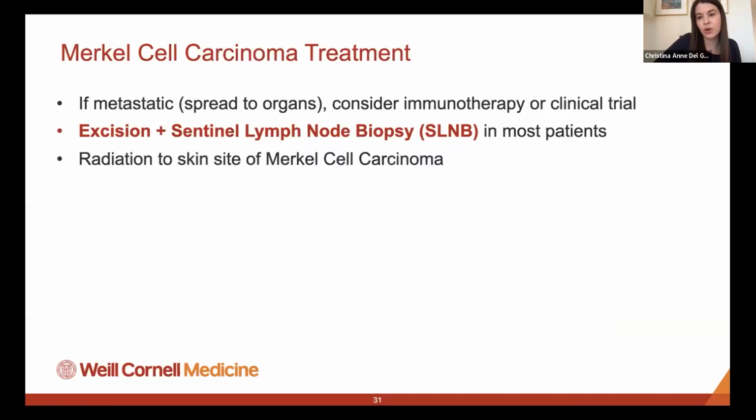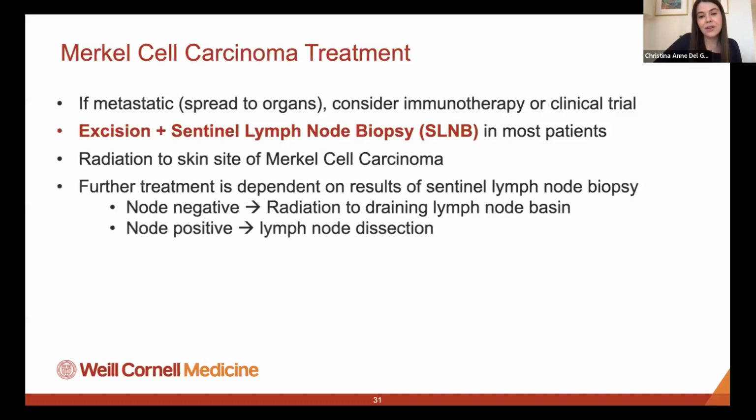So then usually patients also will receive radiation therapy to the site of the Merkel cell carcinoma on the skin. And then further treatment depends on whether or not there was cancer on the sentinel node biopsy. So if there was no cancer detected, then oftentimes there'll just be radiation to the lymph node area that was sampled. So maybe the right underarm. And if there was cancer detected, maybe they'll go back and take out all of the lymph nodes in that one area. Obviously, treatment is going to be patient specific and a little bit more nuanced than this often, but these are sort of the general guidelines for how Merkel cell carcinoma is treated.